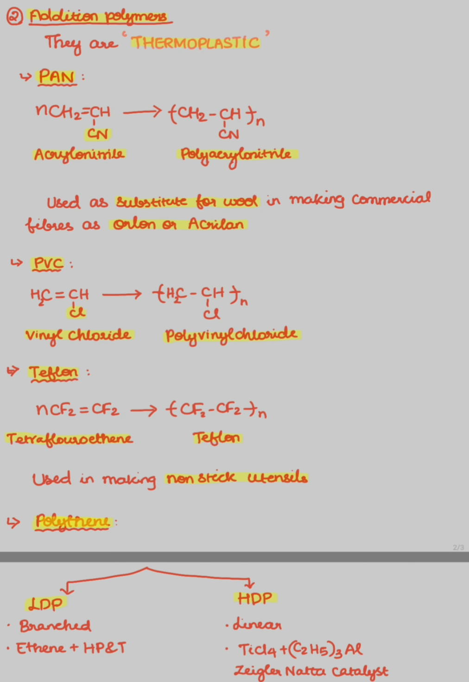Next is polythene. It is mainly of 2 types, low density polythene and high density polythene. Low density polythene is branched, while high density polythene is linear. Low density polythene is obtained when ethane is polymerized under high temperature and pressure, while high density polythene is obtained when we treat ethene with titanium tetrachloride and trialkyl aluminum, also referred to as Ziegler-Natta catalyst.